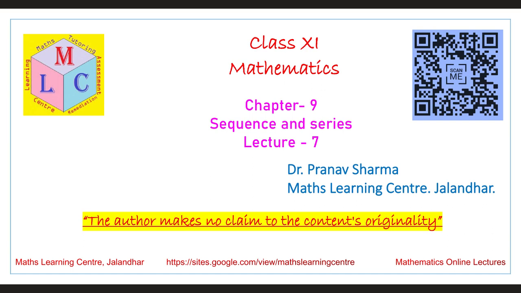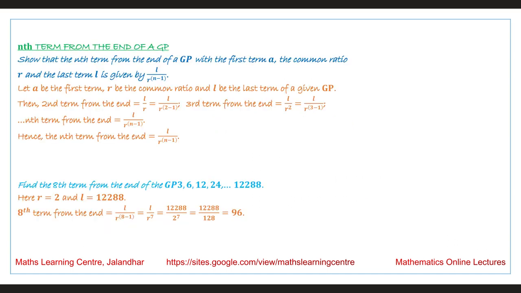We are going to start now lecture 7 of chapter 9, class 11th mathematics, sequence and series. In this chapter we will talk about some more properties related to geometric progressions, and further we will study some terms related to the sum of n terms of the GP. So the first topic we have over here is the nth term from the end of a GP.